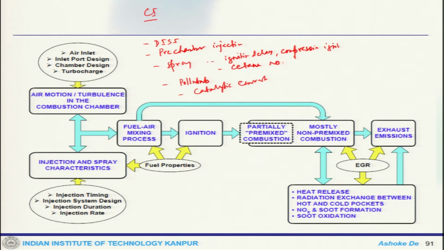And operation wise, you have air inlet, inlet port design, chamber design, and turbocharger. These will dictate your air motion or the turbulence in the combustion chamber. On the other side you have the spray characteristics and fuel properties, which have a direct impact on ignition and the fuel-air mixing process. When you have an injection, the injection timing is one important thing, injector system design is another, then injection duration and injection rate.